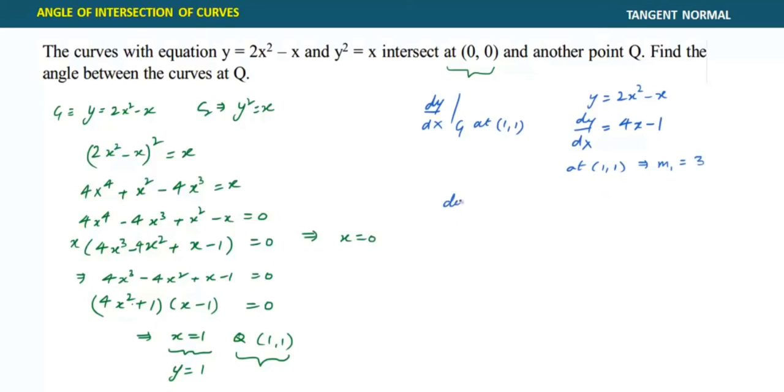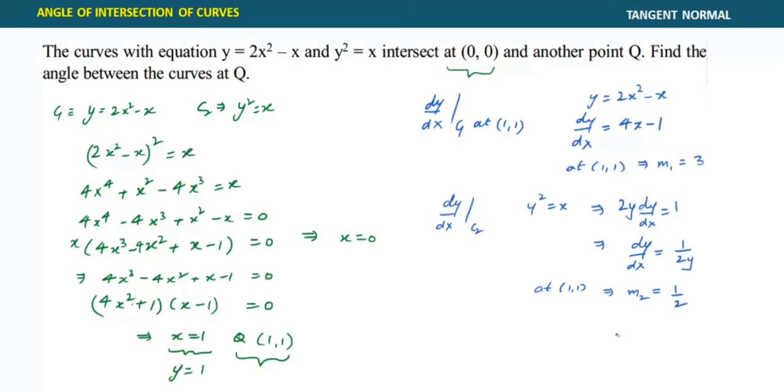Now let's say we need to find dy by dx for the C2 curve. So the C2 curve is y square equal to x, differentiated. So what you will get is 2y dy by dx equal to 1, or we can say that dy by dx is nothing but equal to 1 by 2y. You again need to find this at (1, 1). Let me tell you that this is m2, so this will come out to be 1 by 2, and hence you can find the answer.